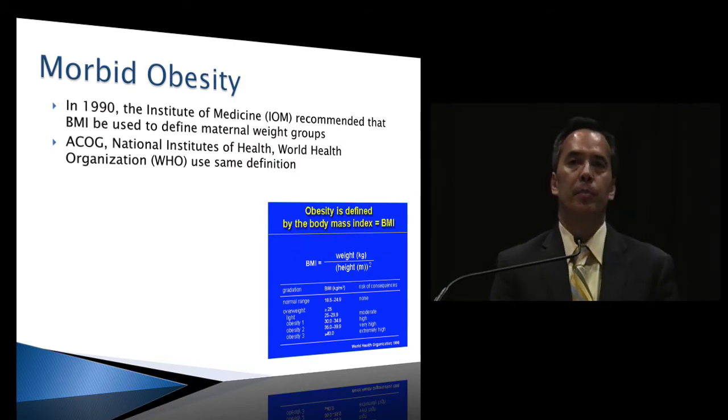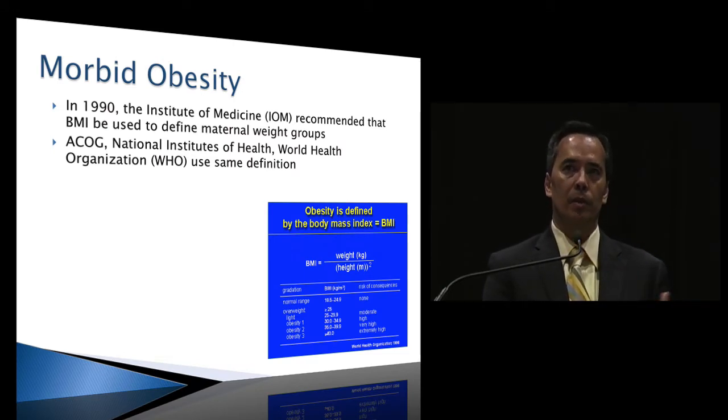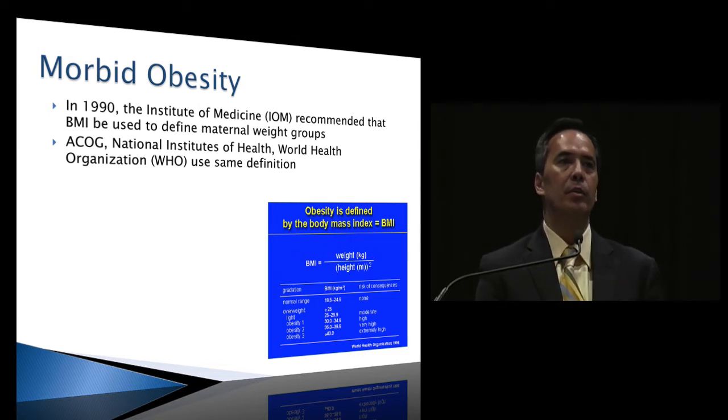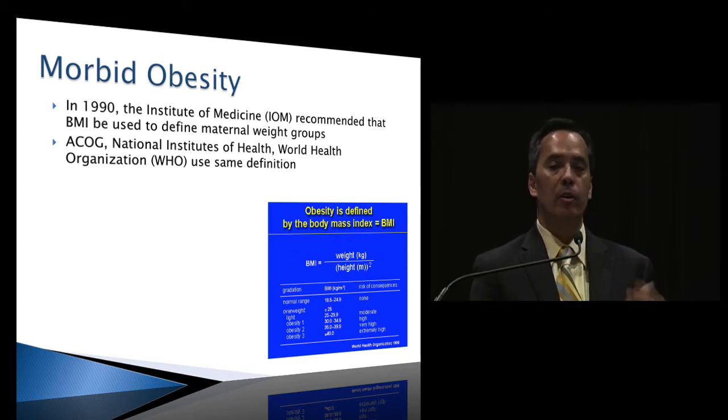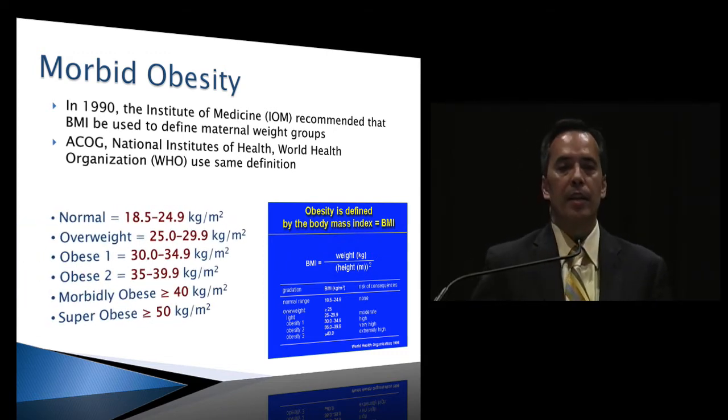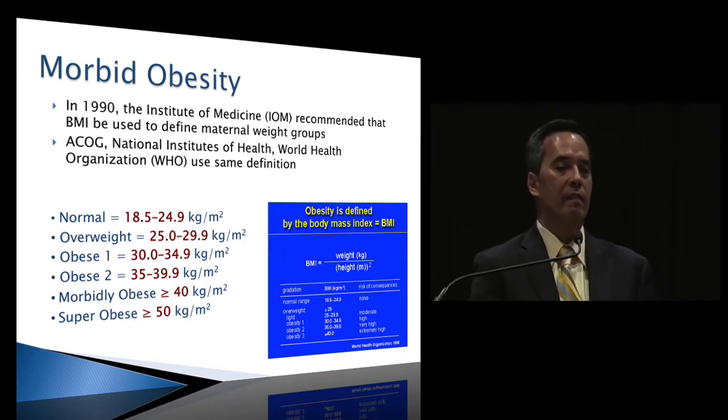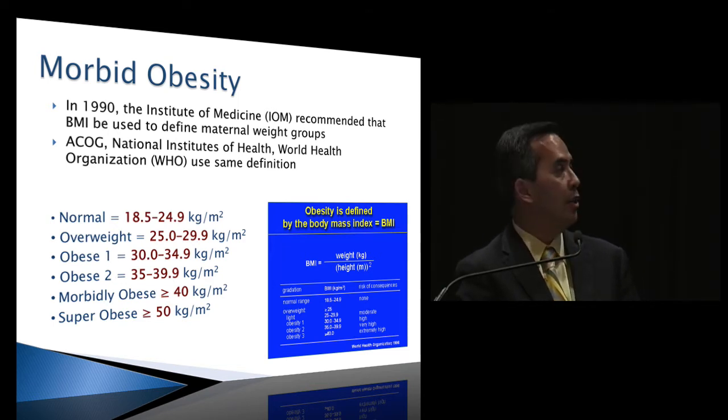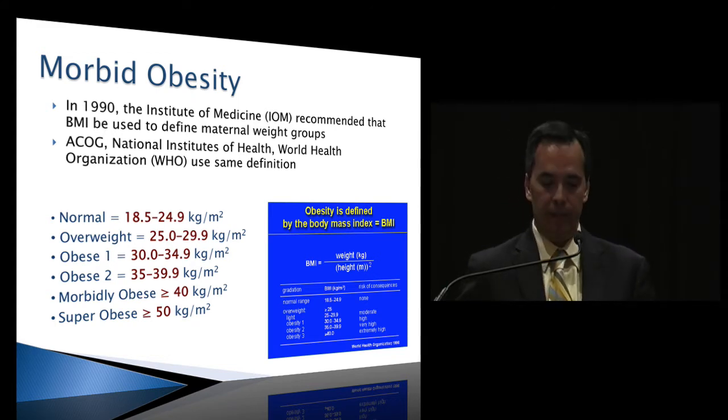Now, just because you're pregnant doesn't mean you get extra weight classifications or BMI. You're still considered a normal adult. In 1990, the Institute of Medicine, ACOG, the National Institutes of Health, and the WHO all pretty much define obesity by BMI, which is the weight in kilograms divided by height in meters squared. And here's the normal, so that's 18.5 to 25, and you've got all these classifications. Overweight, you're over 25 BMI, obese 1, obese 2, morbidly obese greater than 40, and super obese greater than 50.